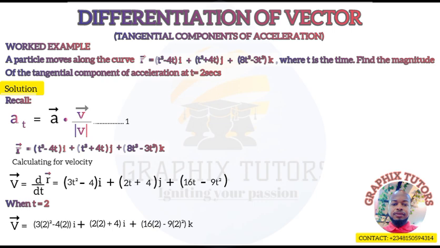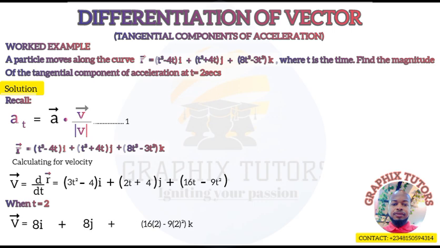Now if I do the needful, I start from the bracket first. So 2 squared means 2 times 2, which is 4. Then 4 times 3 is 12. 12 minus 4 is 8. Then 8 times i is 8i. Similarly, 2 times 2 is 4. 4 plus 4 is 8. 8 times j is 8j.